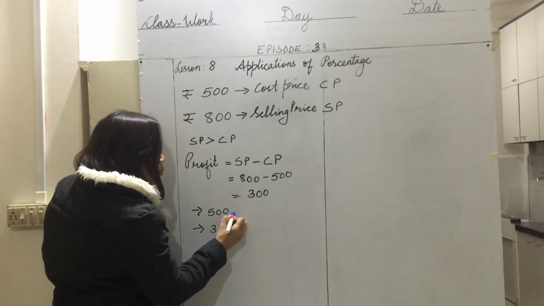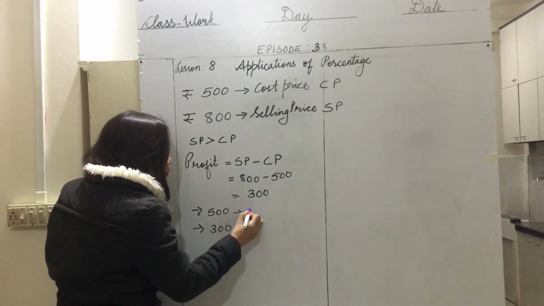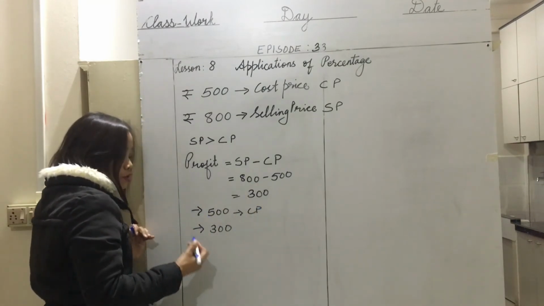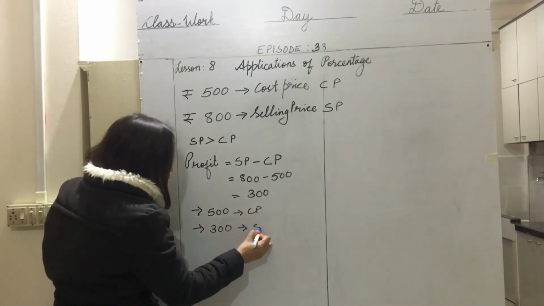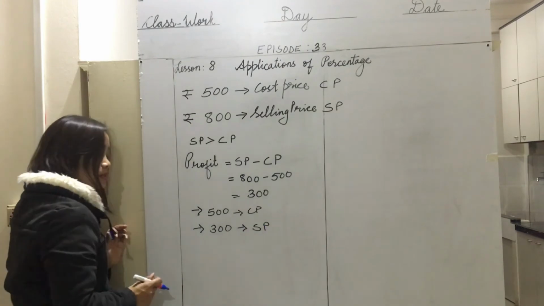That means he spent 500 on it, so the CP is 500. He sold it for 300, right? That means the SP, the selling price, is 300.